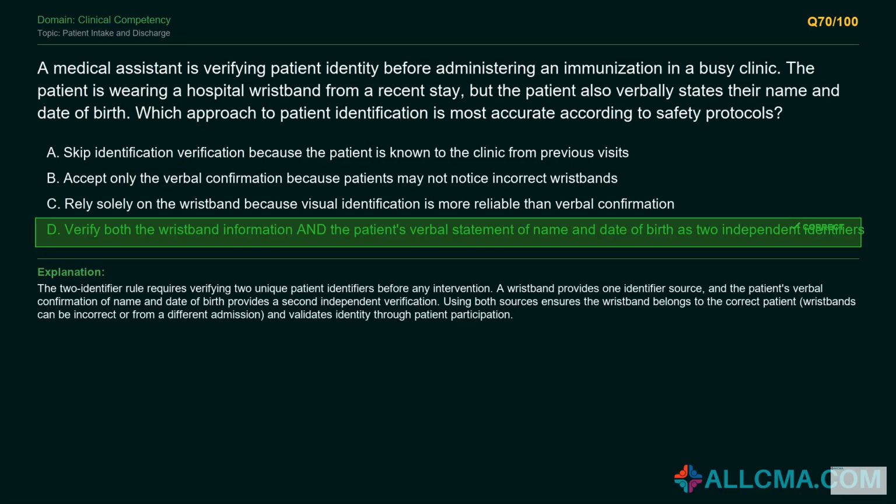The correct answer is D. The two-identifier rule requires verifying two unique patient identifiers before any intervention. A wristband provides one identifier source, and the patient's verbal confirmation of name and date of birth provides a second independent verification. Using both sources ensures the wristband belongs to the correct patient. Wristbands can be incorrect or from a different admission, and verbal confirmation validates identity through patient participation.